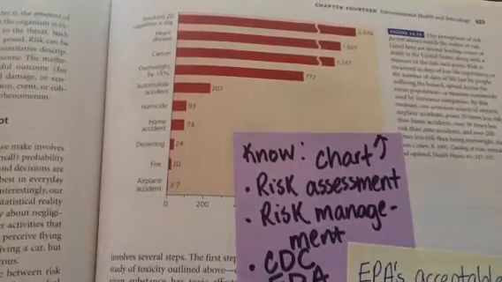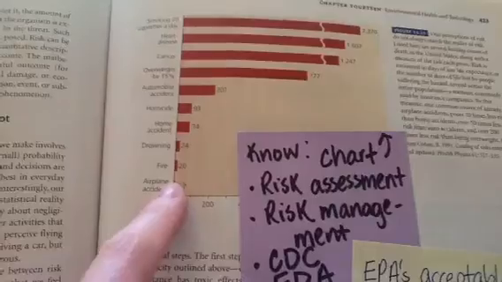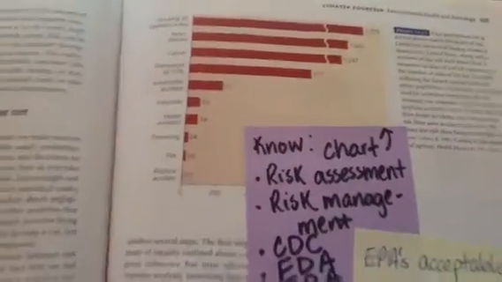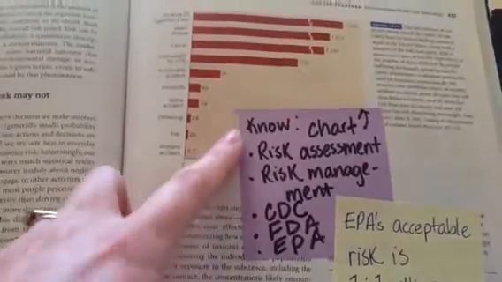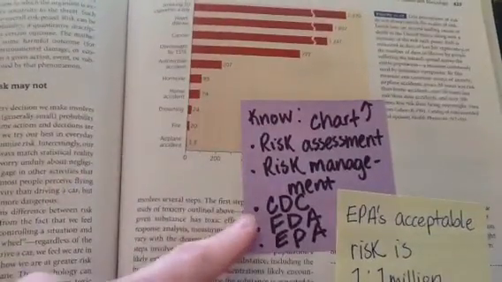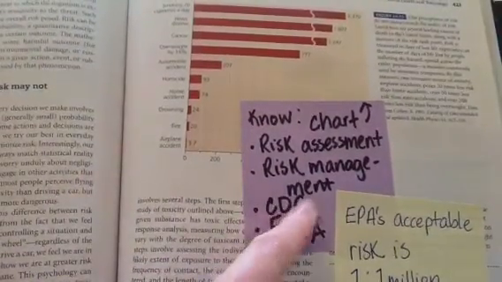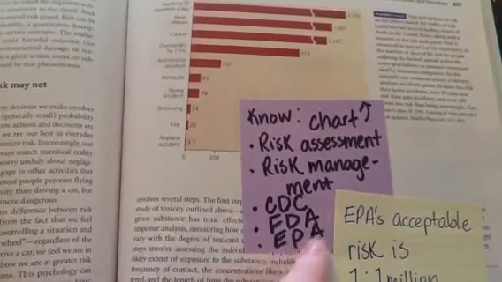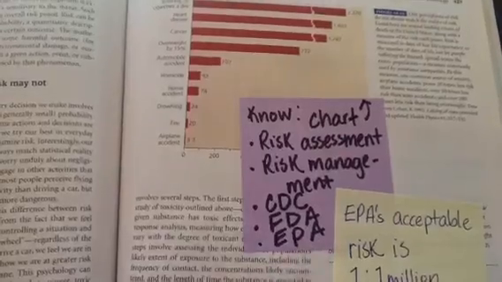A lot of people are scared of things like dying in an airplane accident when they're much more likely to die from heart disease. Know these terms: risk assessment, risk management. The CDC is the Centers for Disease Control. The FDA is the Food and Drug Administration. The EPA is the Environmental Protection Agency.